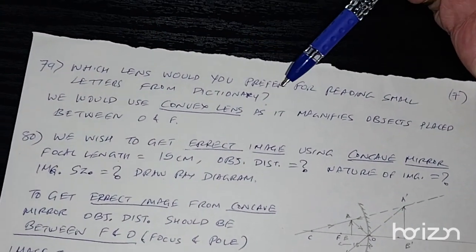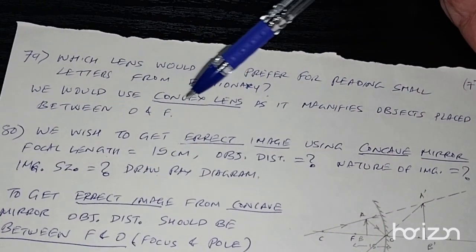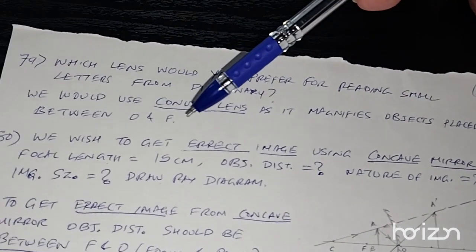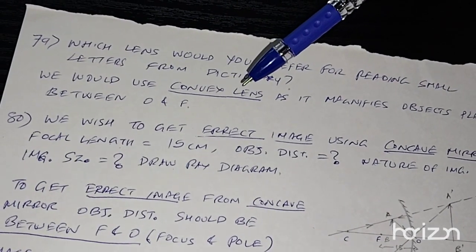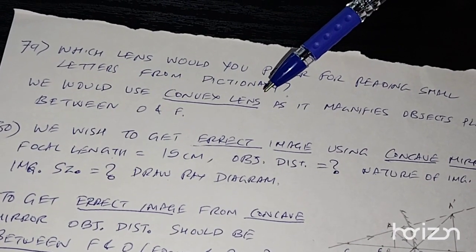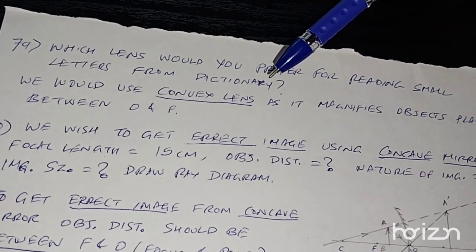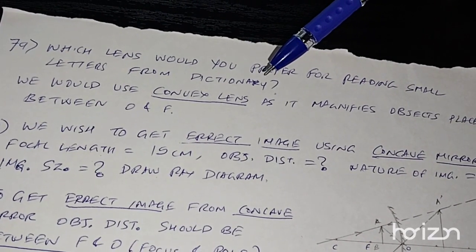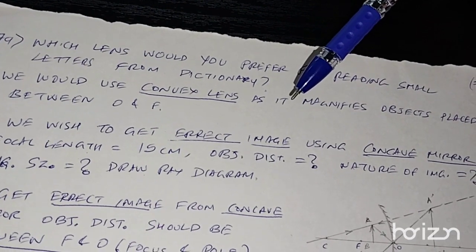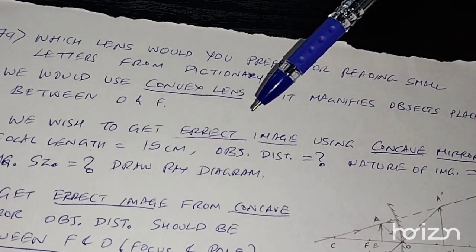Which lens would you prefer for reading small letters from a dictionary? We would use a convex lens as it magnifies the objects placed between O and f. When you take the convex lens close to the letter, the object falls between the optical center O and the focal length f, and because of that it gets magnified, so that you can read the small letters easily because the image will be big. That's why we will use a convex lens.